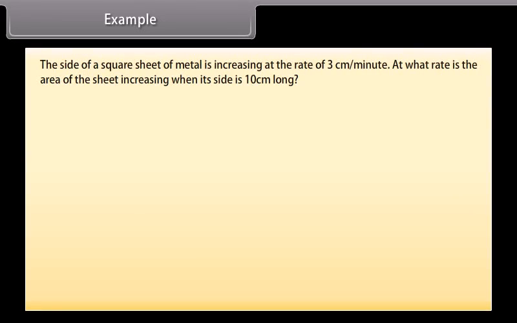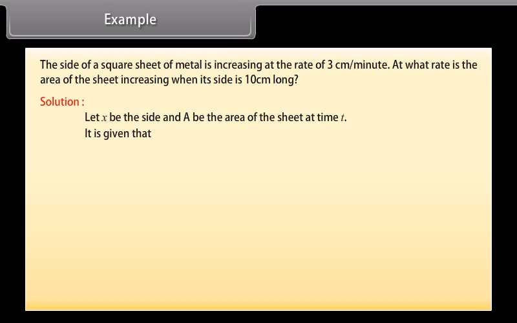Example: the side of a square sheet of metal is increasing at the rate of 3 cm per minute. At what rate is the area of the sheet increasing when its side is 10 cm long? Solution: let x be the side and A be the area of the sheet at time t. It is given that dx/dt is equal to 3 cm per minute, name it as 1, and A is equal to x squared, name it as 2.